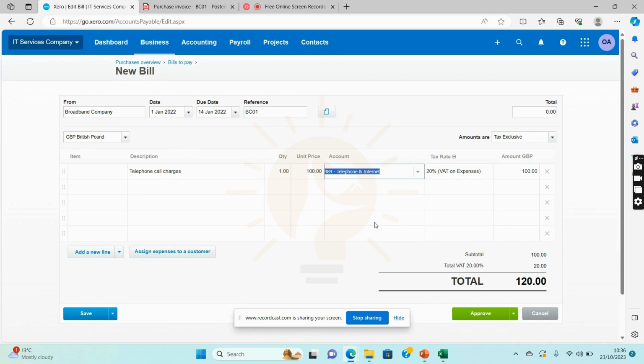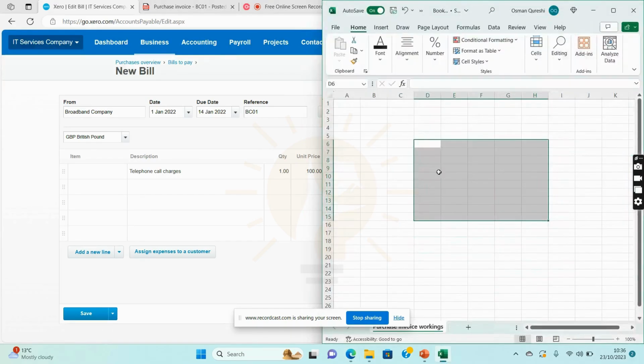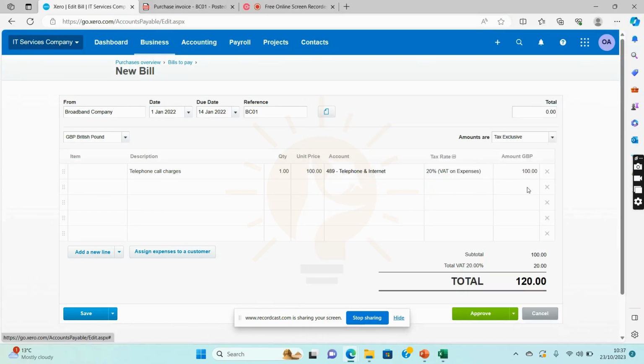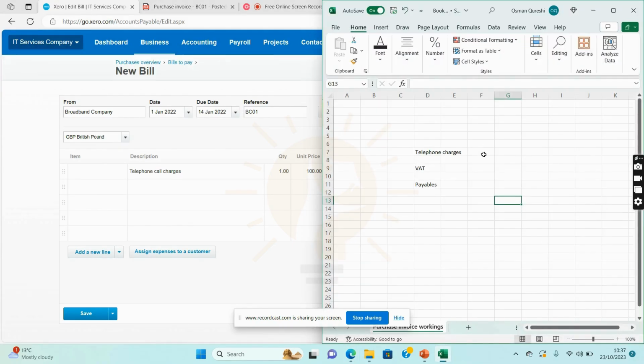Okay. So now I want to discuss one more point. Like here, I will write it down: the telephone charges, VAT, and payables. We always have to remember the net amount will go into purchases or expense, and then the VAT amount will go into VAT code, and the payable amount, the total or gross amount, will enter into payables. Okay. So telephone expense net amount £100, VAT is £20, and the payable amount will be £120.